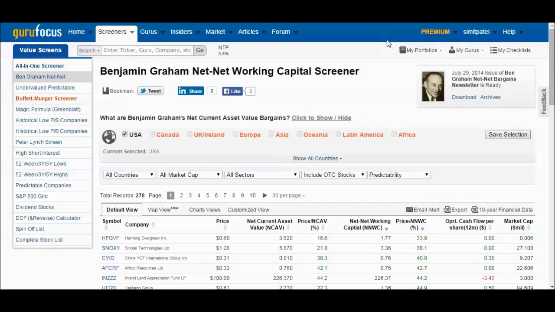Okay, now applying this concept to a screener, GuruFocus.com has, I think if you're interested in price to net working capital, this is really one of the best screeners out there, the best one that I've seen, honestly. Price to net working capital is a concept that was popularized by Benjamin Graham. Here you can see him on the screen here. They have a default screener for you, Benjamin Graham's net working capital screener.